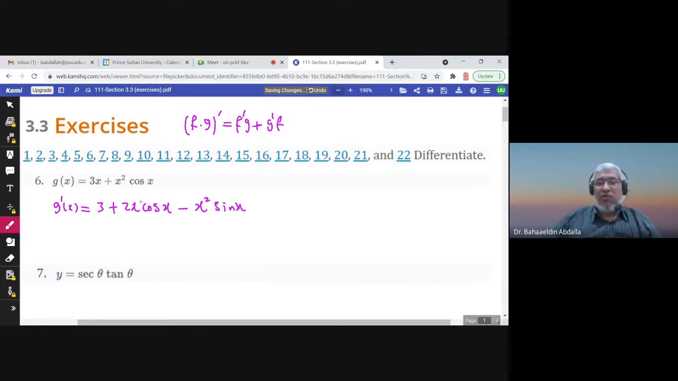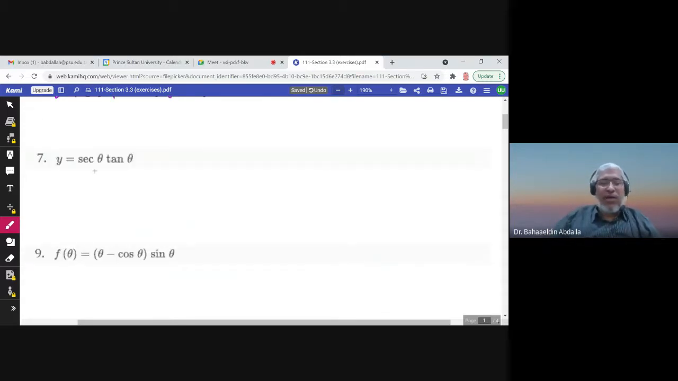Please look at the formulas in section 3.3 before solving these exercises, to know and memorize the derivatives of trigonometric functions. Again, here I have a product between two functions. So y prime would be the derivative of secant theta, which is secant theta times tan theta, plus secant theta as it is, times the derivative of tan theta. The derivative of tan theta is secant square theta.